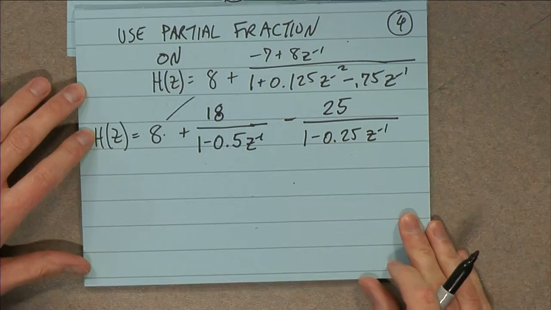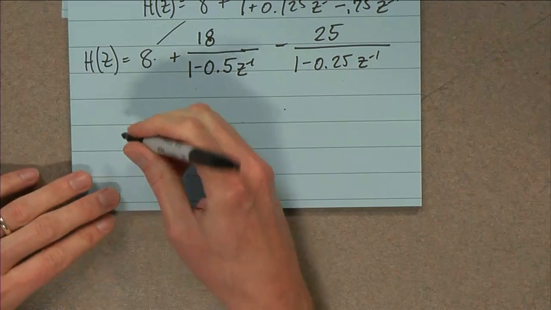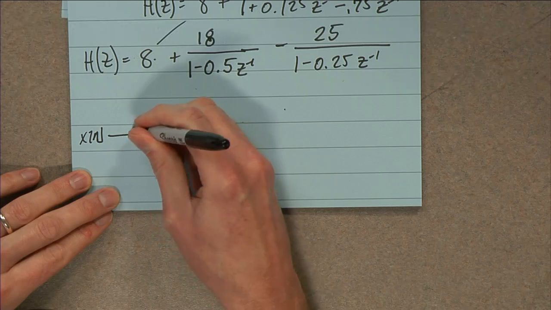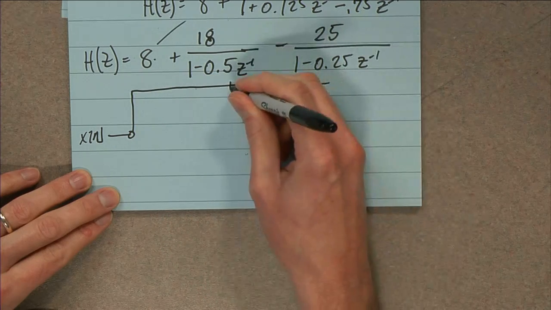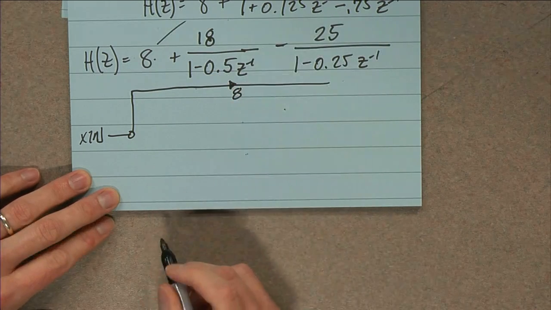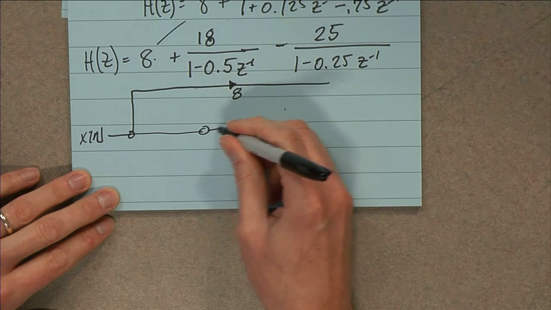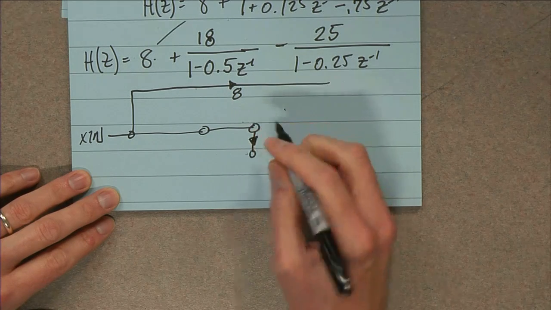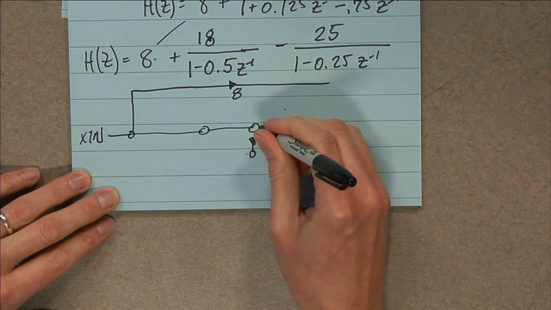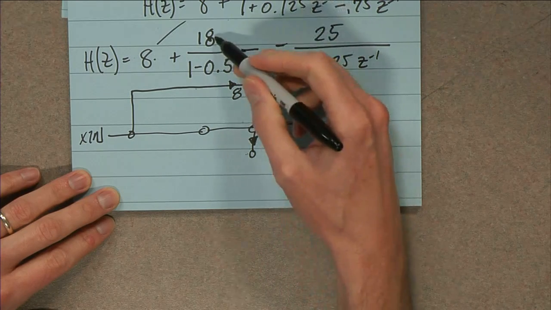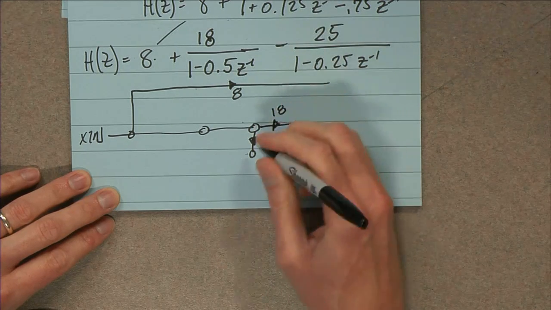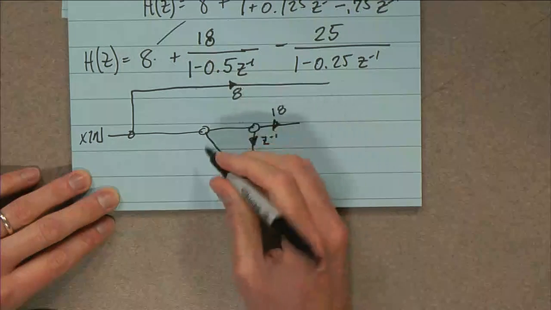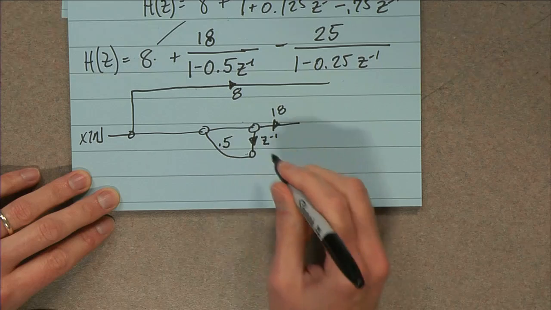So the sole purpose of that is now we have something that's embarrassingly parallel, really. Right? So x of n comes in. There's our factor of 8. Then we have one of these terms here, and we have what? If we go with this one, b0 is 18, so that goes there. Z inverse, and that's plus 0.5, right? For A1.